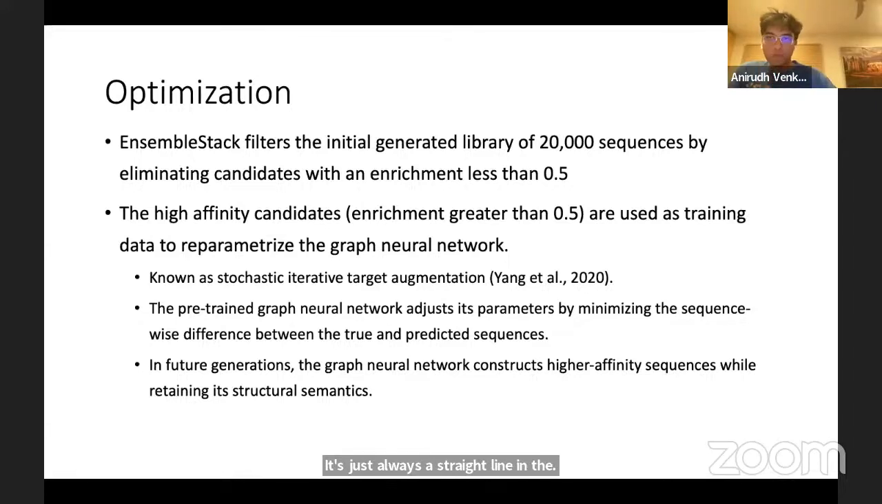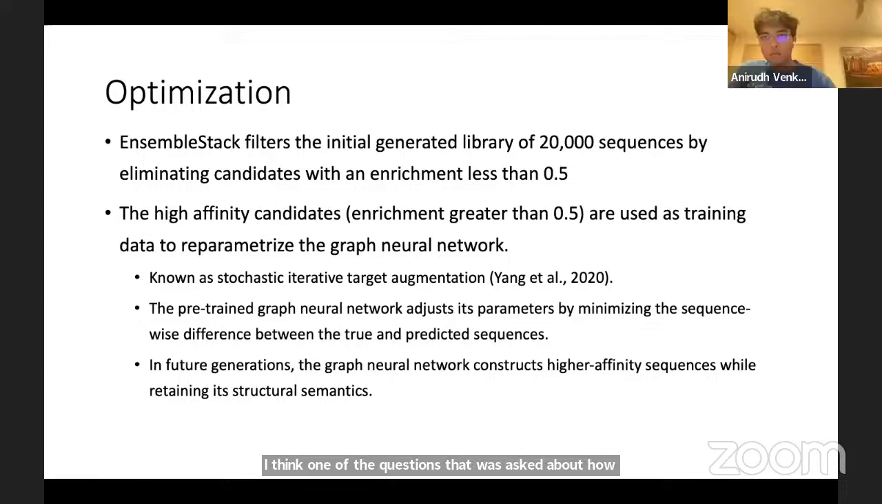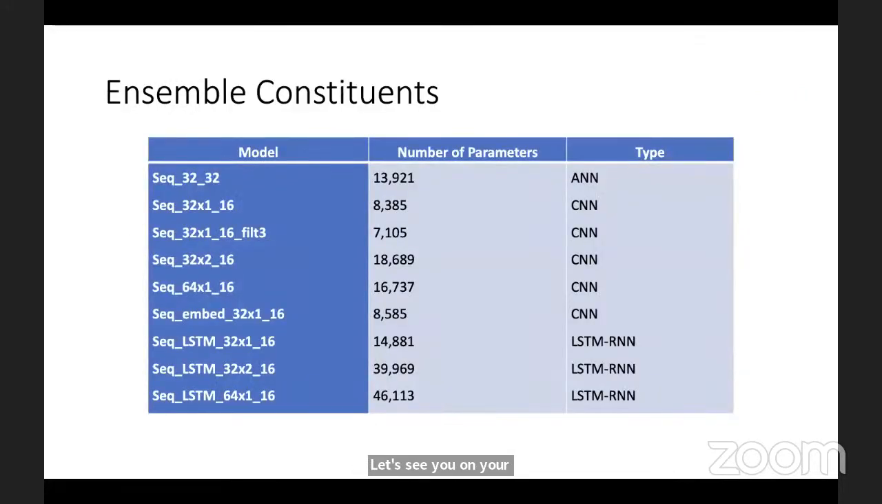Yeah. I think one of the questions that was asked was how did you split the CDR3 data for training and testing? On your slide, you talk about how it's used to train the next step, but what about the first step there? How did you decide? Did you just do a certain percent for training and a certain percent for testing, or did you do something else?